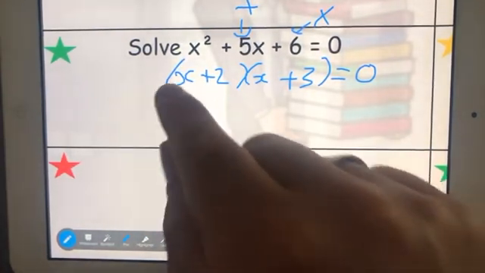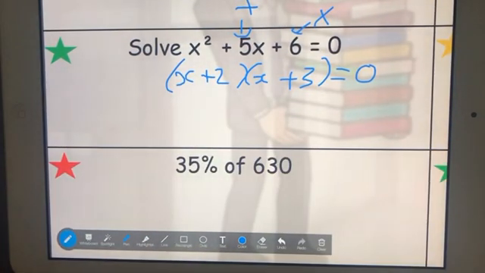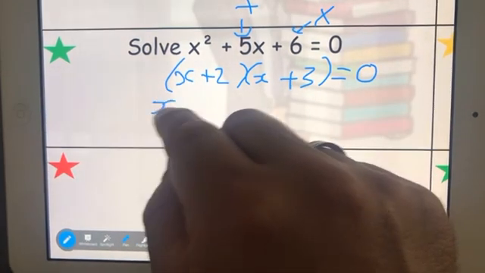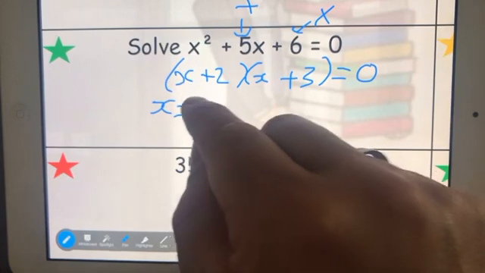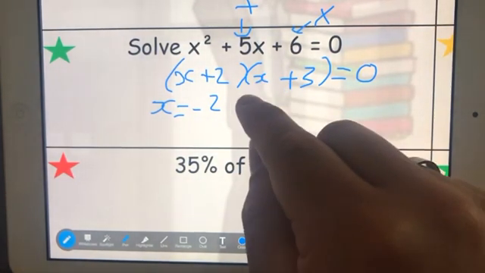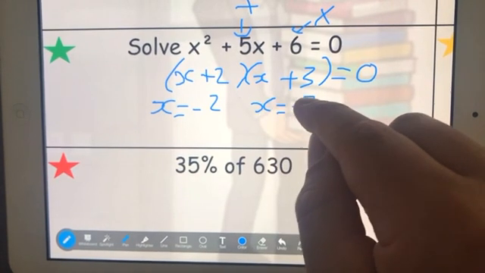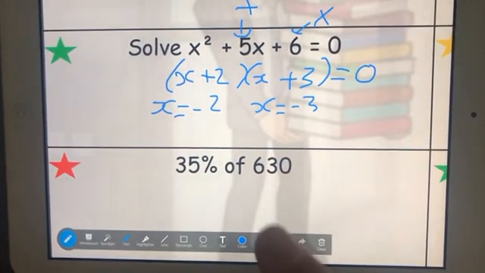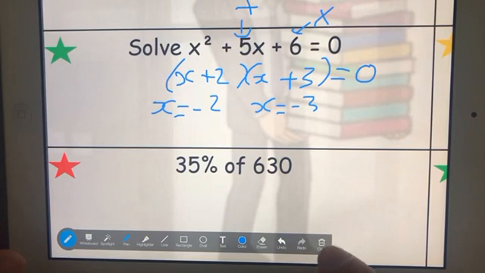Now, for these 2 brackets to times together to make 0, one of the brackets has to equal 0. For the left-hand bracket to equal 0, that x value would have to be minus 2. And for the right-hand bracket to equal 0, that x value would have to be minus 3. So those are the 2 possible x values that could be used in this to make this equal 0. And that's your final answer. That is worth 3 points, guys.